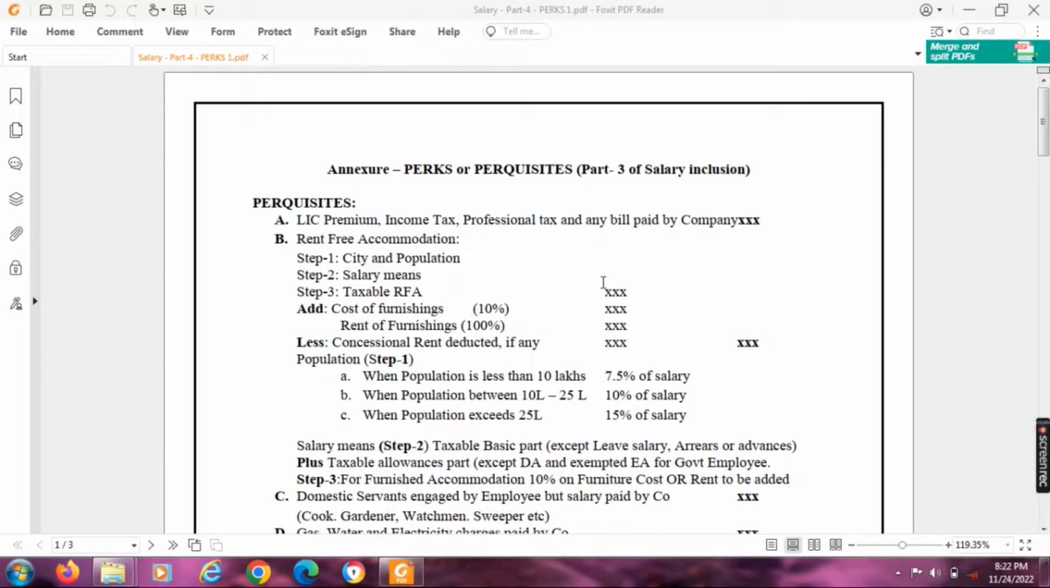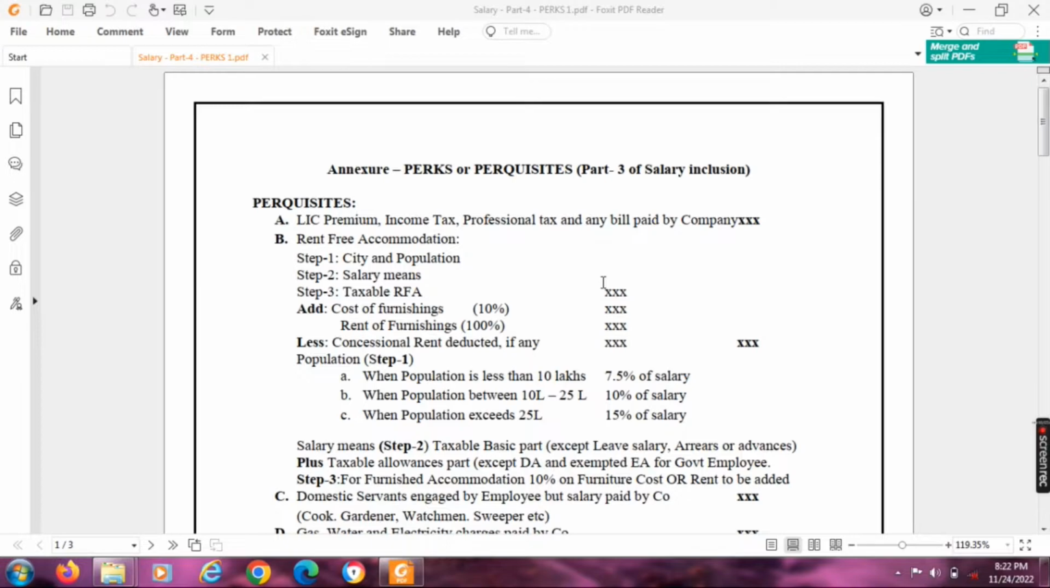LIC premium, income tax, professional tax, or any bill paid by the company on behalf of employee, fully taxable in the hands of employee. Next one, rent-free accommodation. And for the rent-free accommodation, we have to apply the 3 steps. Step 1, first we have to refer the city and the size of the population.